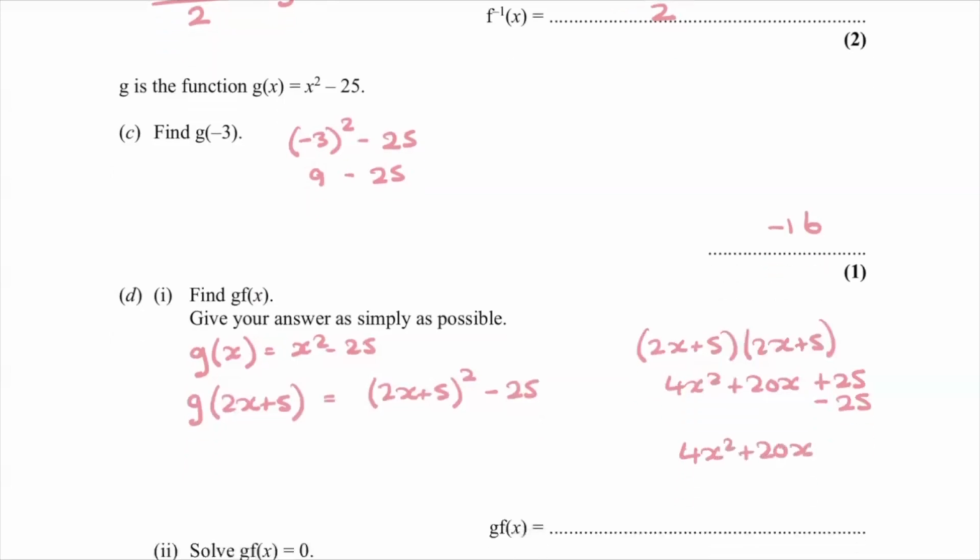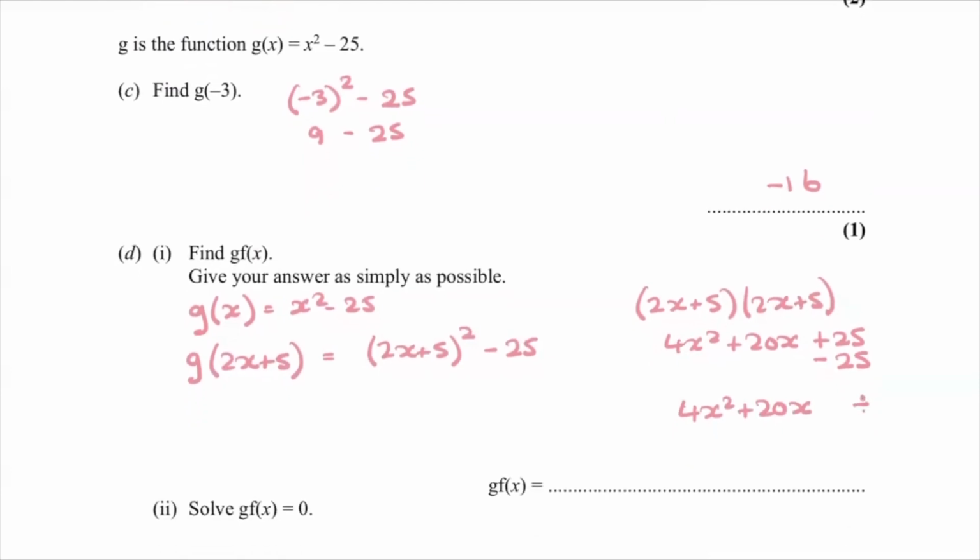Now, we can simplify that further by dividing through by 4. And that would give us x squared plus 5x. But it does actually say OE on the mark scheme, which means or equivalent. So you could have stopped here and still got full marks.